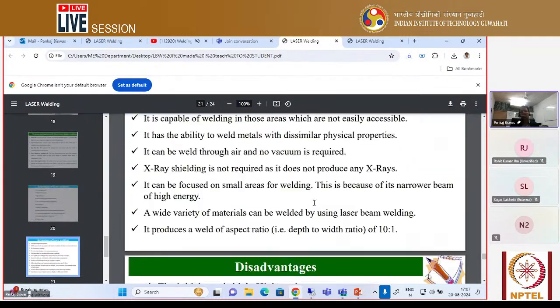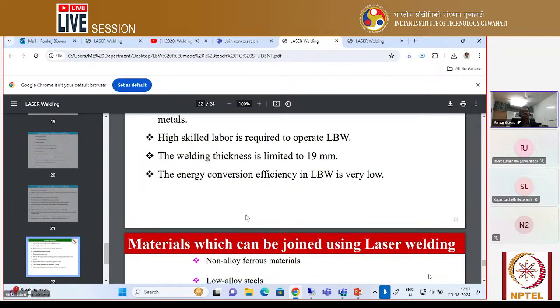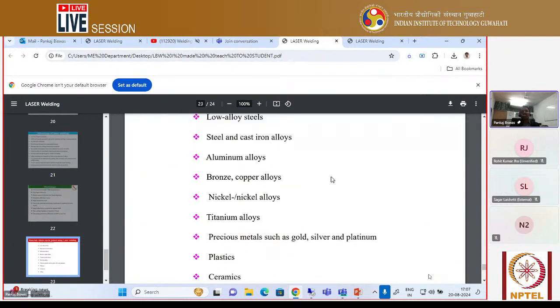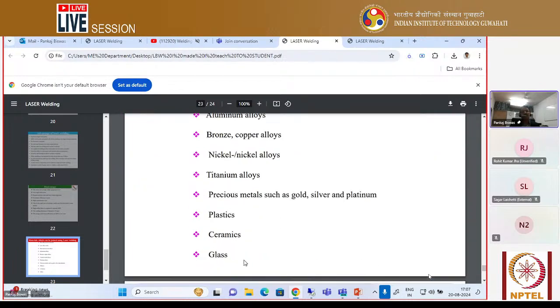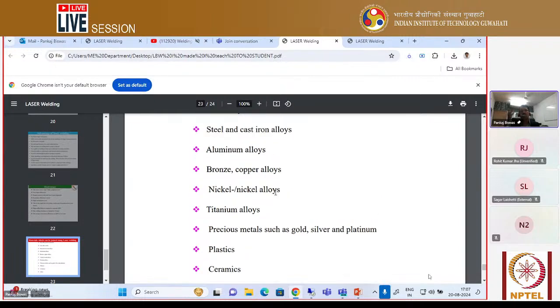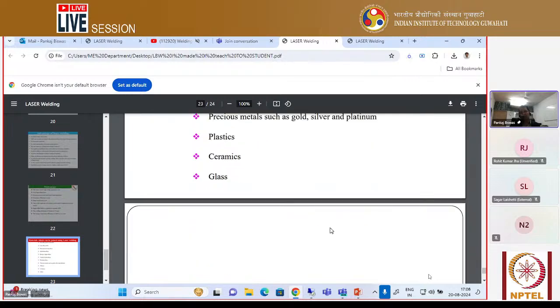What are the drawbacks of laser beam welding? Disadvantages. Where is the application generally? Which types of material can we use this for very popularly? So laser, you can imagine, can be used on ceramic, glass, and a lot of very high melting point alloys like titanium alloy, nickel alloy. So a lot of application nowadays of this laser beam are there. And laser beam welding techniques are not only used for welding purpose, they are also used for cutting purpose.